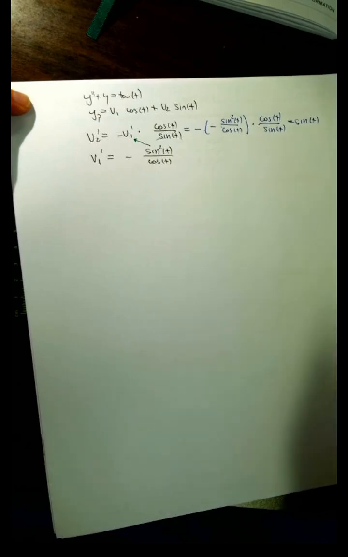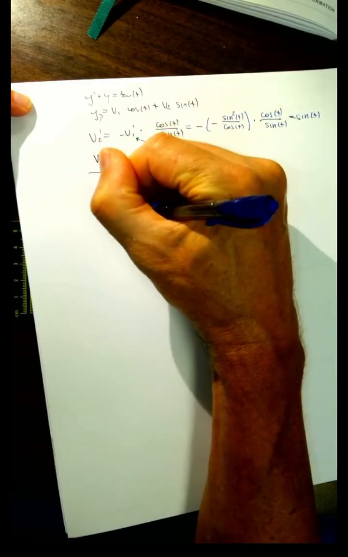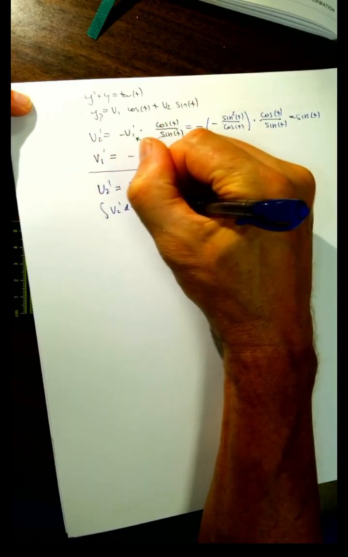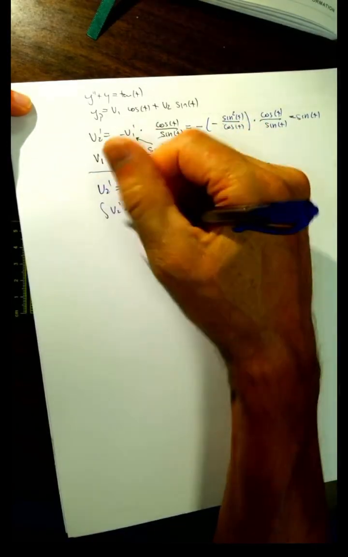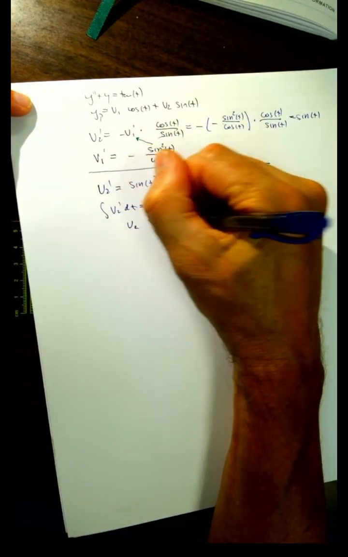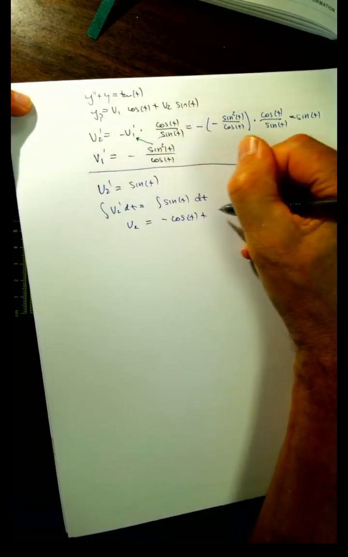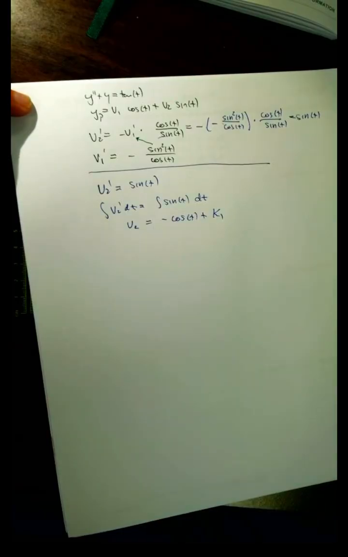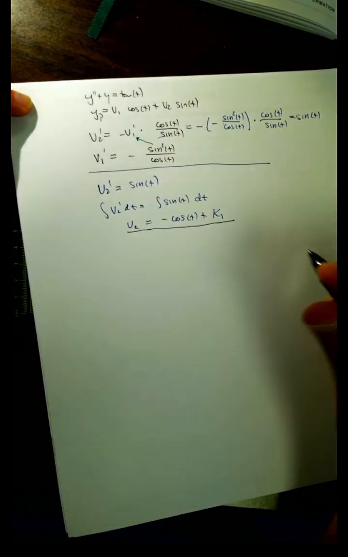All right. Let's do the v2 first. That's the easier one. So I have v2 prime is sine of t. So if I take the integral of both sides with respect to t, the antiderivative of v2 prime is v2, the antiderivative of sine is minus cosine, but then I'm going to have a plus k1 as my constant. So there's v2.